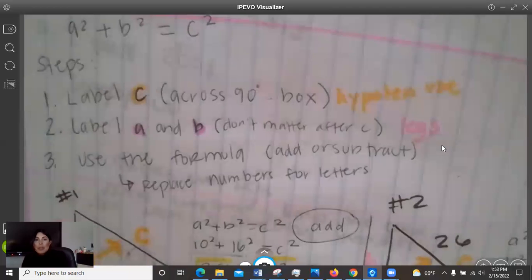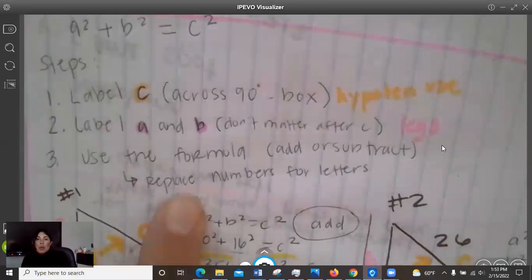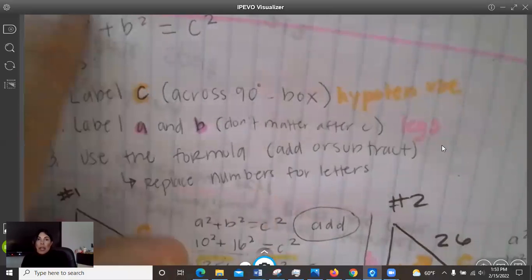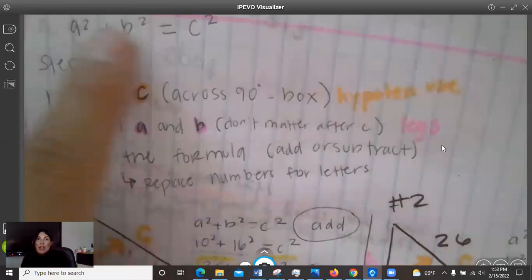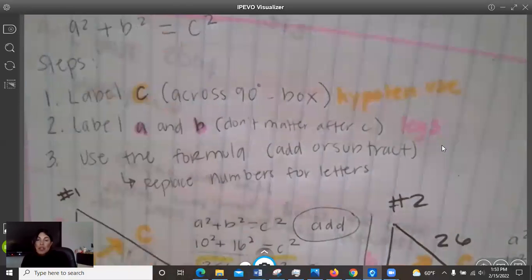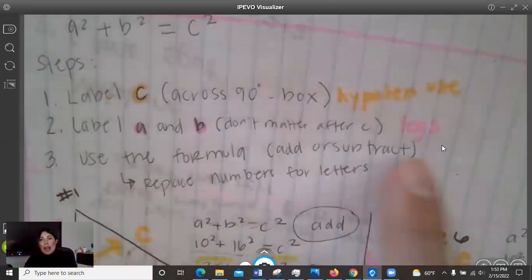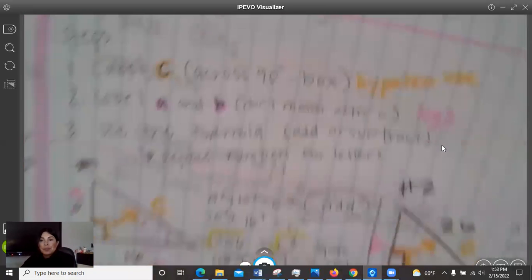And then our third step is to use the formula. That means that we replace the letters for the numbers. So we've got letters here, A, B, C. We're going to replace those letters with numbers, the numbers that are the side lengths. We're not talking about angles. Angles are inside. We're talking about side lengths, the ones outside the triangle. And once we do that, we're either going to add or subtract to solve. So let's look at an example.